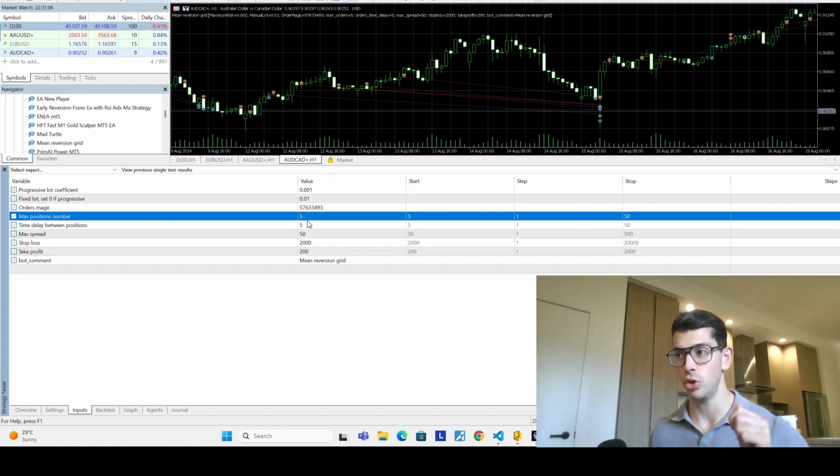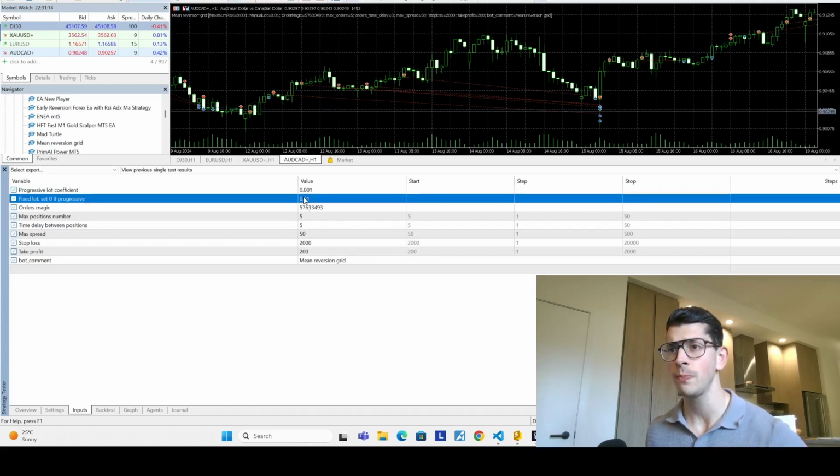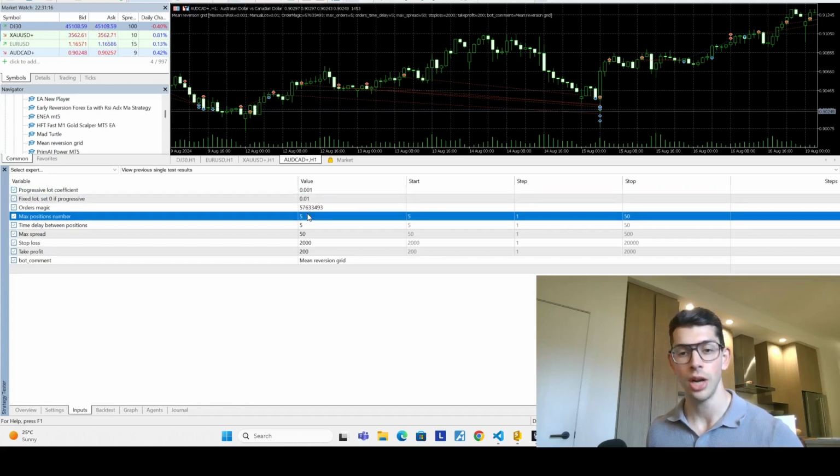So the fact that he's not really scaling the lot size, progressive lot coefficient might enable you to scale, but it's so small it wouldn't really scale logically. At the same time though, because he's also capping the number of total positions open, you're actually keeping it relatively reasonable from a risk perspective. 1, 2, 3, 4, 5.